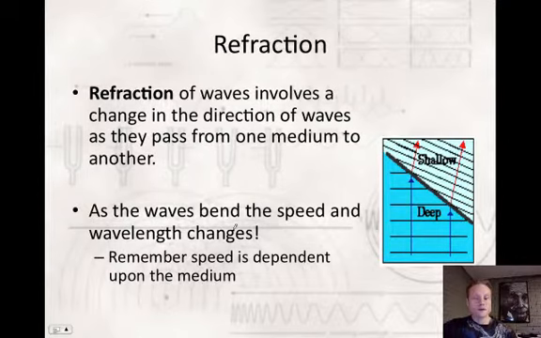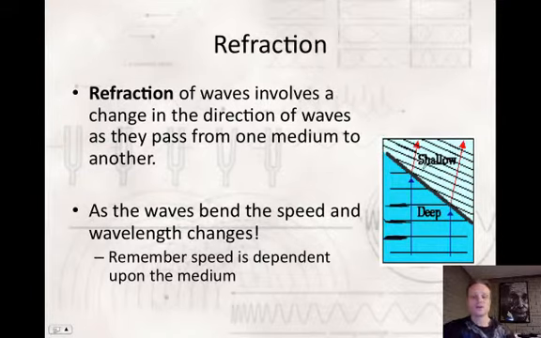So the first thing we're wondering about is, what is refraction? Refraction of waves involves a change in the direction of waves as they go from one medium to another. Remember that the speed of a wave is dependent upon the medium and nothing else. Here we have some deep water. Here's a crest of a wave, here's a crest, here's a crest. As it enters the shallow water, you'll notice the crests are much closer together.